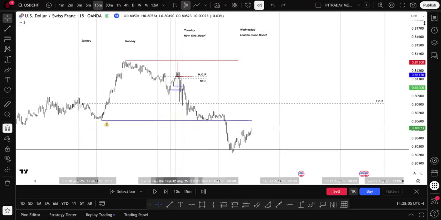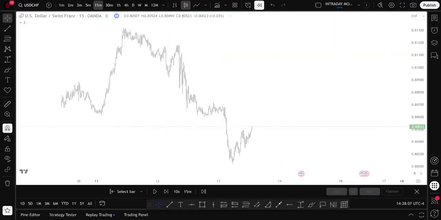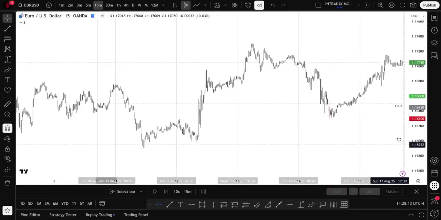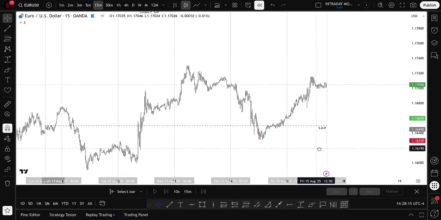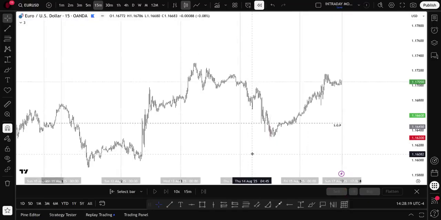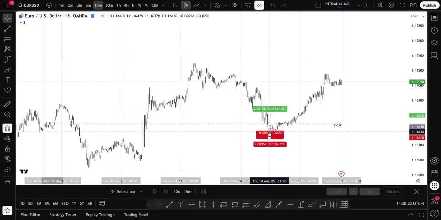Let's look at another pair. Let's look at what we got. EU. Let's look at EU. Let's move on. Almost done with this segment, and then we'll move on to the London close kill zone. So the two topics we're talking about again are understanding where we are based on conditions to be a buyer or a seller.